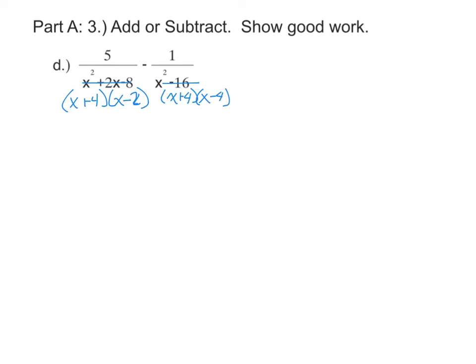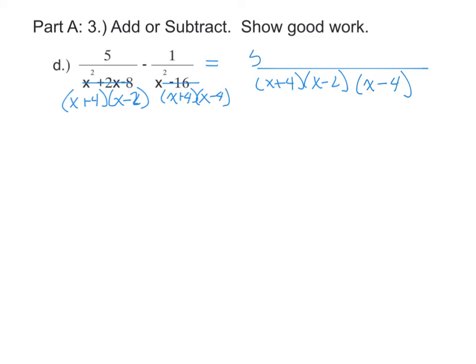Now that I have those denominators factored, we can think about what is going to be the common denominator when I'm all done. My common denominator has to have both of these factors in it. So it'll have to have x plus 4 and x minus 2. My common denominator will also have to have x plus 4 and x minus 4 in it. I already have the x plus 4, so I'll still need to multiply by x minus 4.